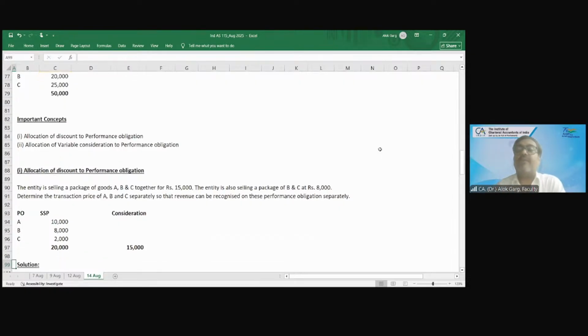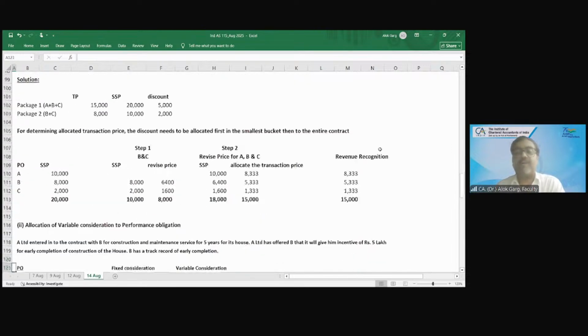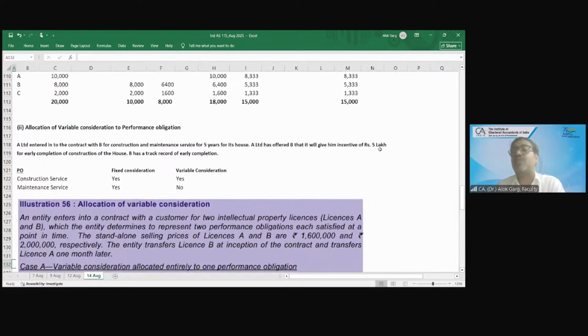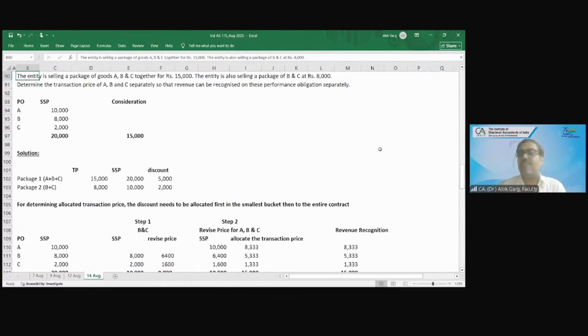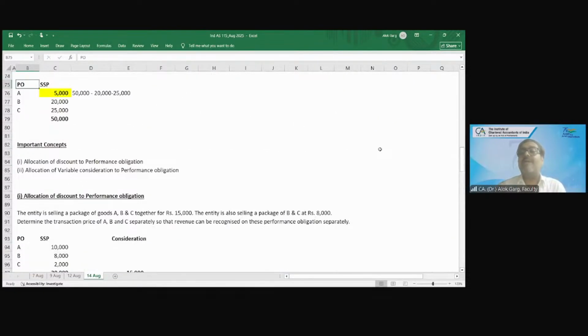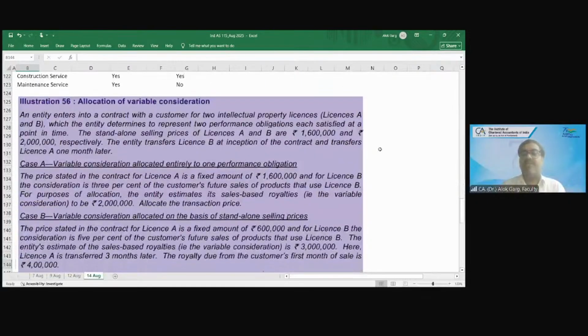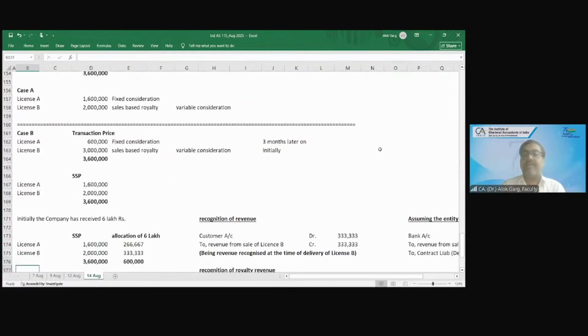And friends, we have also understood the allocation of variable consideration to the performance obligation. So we need to allocate the variable consideration to only those performance obligations to which it relates. For example, there are multiple performance obligations, but every performance obligation does not necessarily have a variable consideration. And then we have discussed this illustration number 56 from the ICAI study material as well.